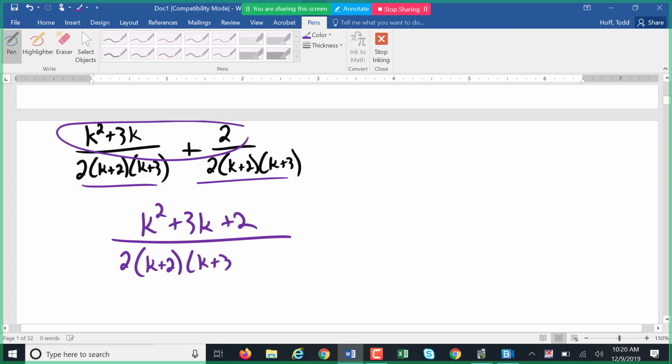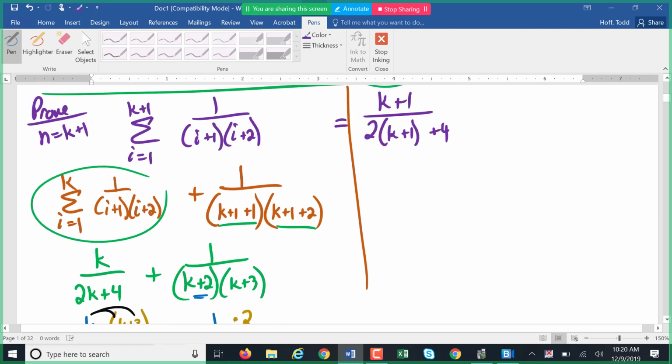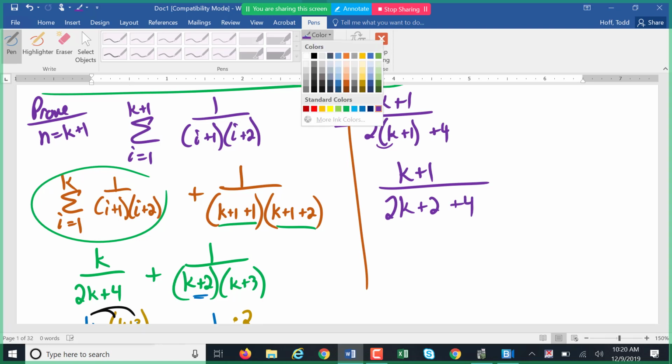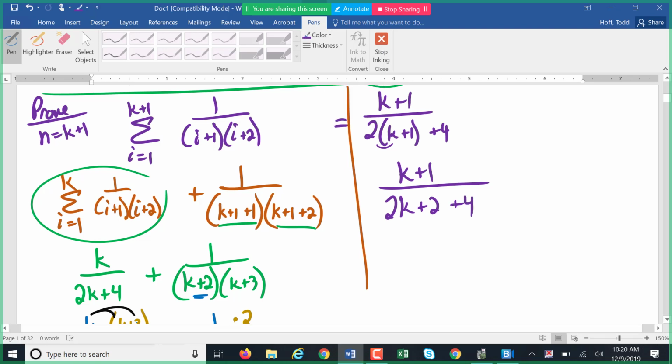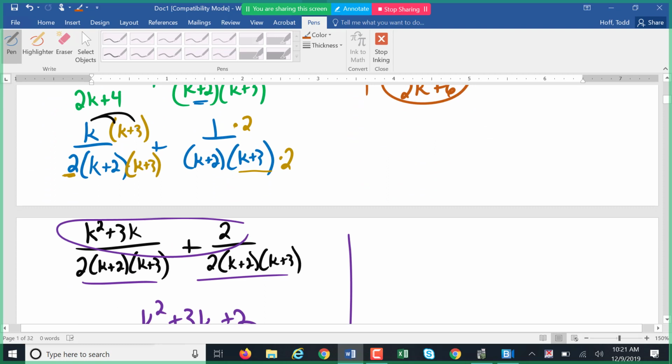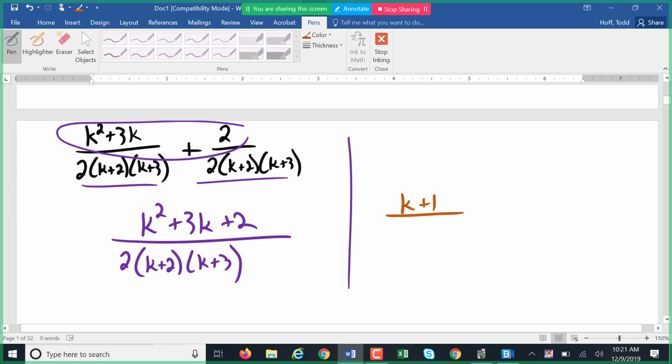Now let's see what we get on the right side of that summation to see if it's equivalent. So we've got the k plus 1 on top. We're going to distribute the 2 down here to get 2k plus 2 plus 4, which is equivalent to k plus 1 over 2k plus 6. Well, that looks very different right now. Let's bring that down.